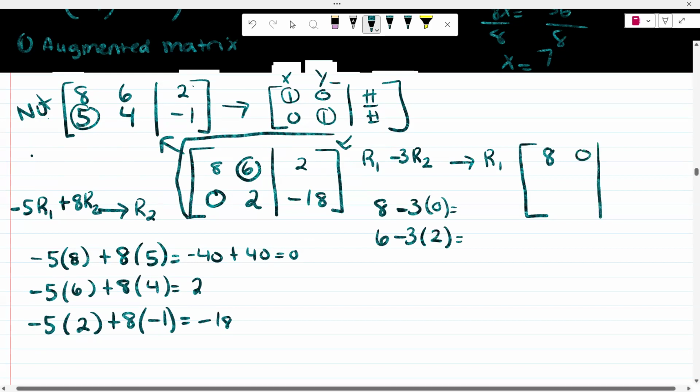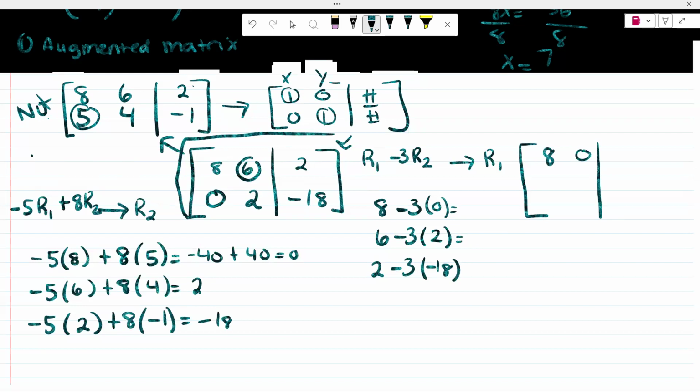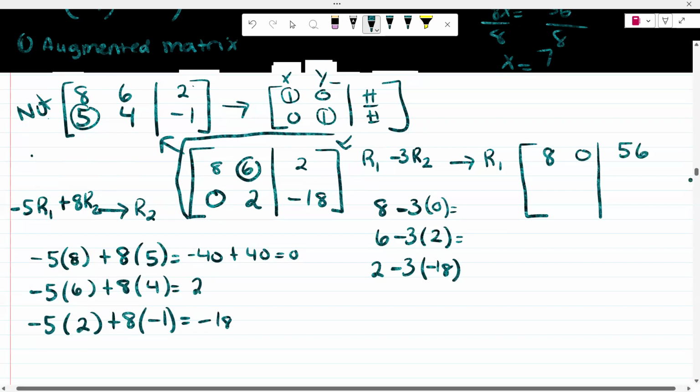Continue. What's the last number in row 1? 2 minus 3. And then what is the last number in row 2? Negative 18. What's 2 minus 3 times negative 18? I believe it's 56. Okay. And then 0 to negative 18 stay the same because we can only do one row at a time.